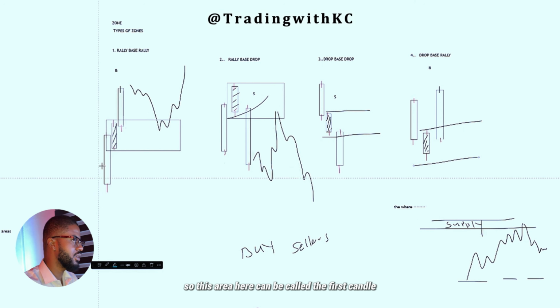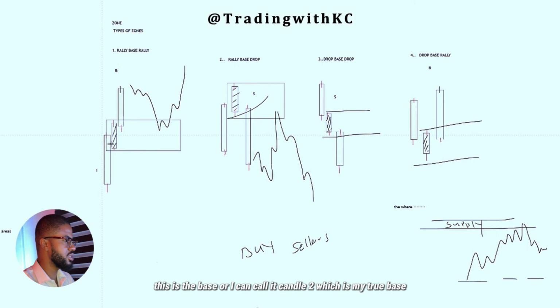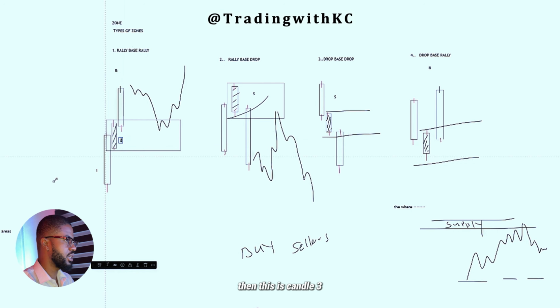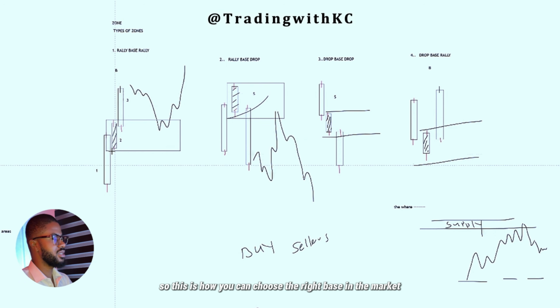Okay, so this area here can be called the first candle, which I can label candle 1, or you can call it the lagging candle. This is the base, or I can call it candle 2, which is my true base. Then this is candle 3, which I can call my leg out candle. So this is how you can choose the right base in the market.